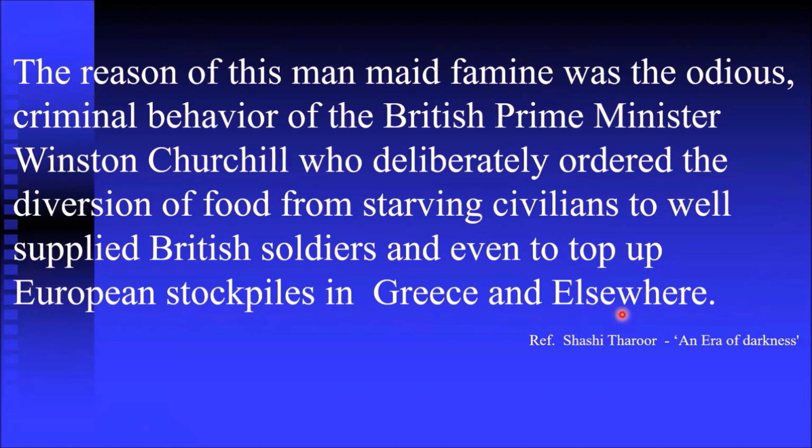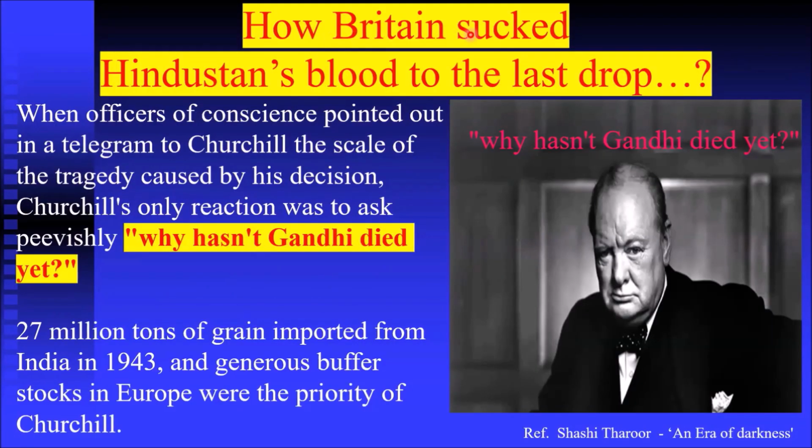This is a statement which I have extracted from the book An Era of Darkness, written by Mr. Shashi Tharoor, where he affirms that the reason for this man-made famine, here Mr. Shashi Tharoor refers to the Second Bengal famine, was the odious criminal behavior of the British Prime Minister Winston Churchill, who deliberately ordered the diversion of food from starving civilians to well-supplied British soldiers, and even to top up the European stockpiles in Greece and elsewhere. Please reflect. Just see how Britain sucked Hindustan's blood to the last drop.